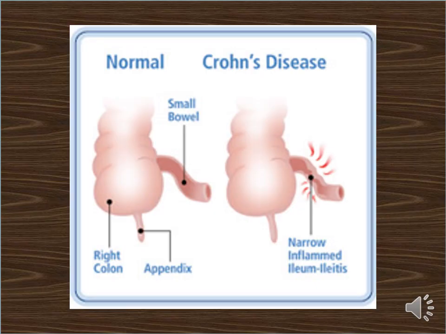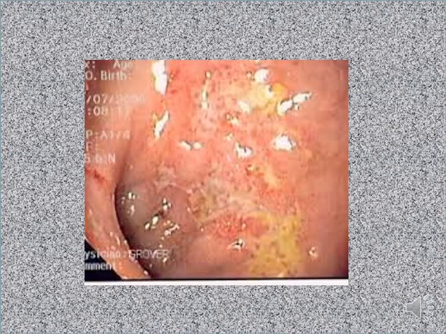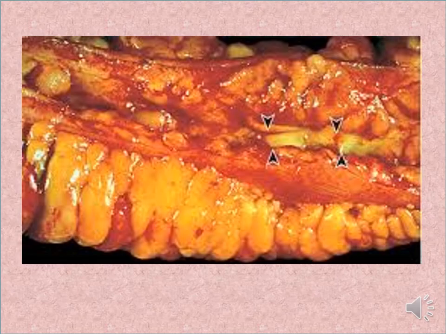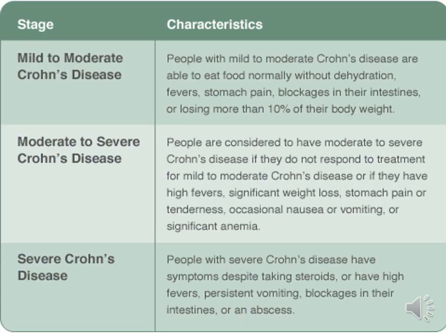What is most important is the area of the ileal region in the small bowel or large bowel. Epigastric pain is a very common symptom for patients. There are ulceration and fissuring of the ileum, and we have many stages for Crohn's disease.